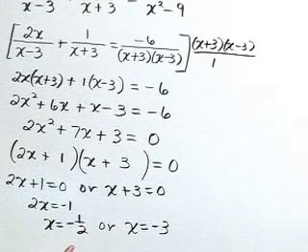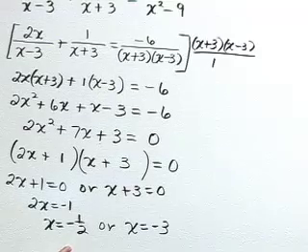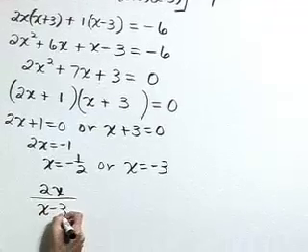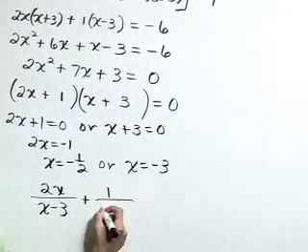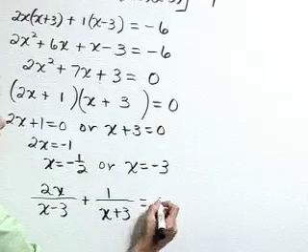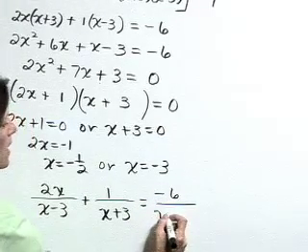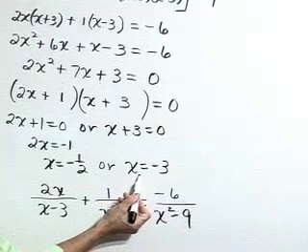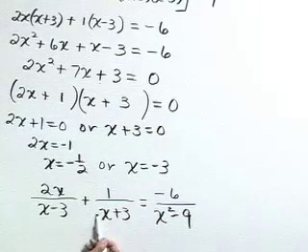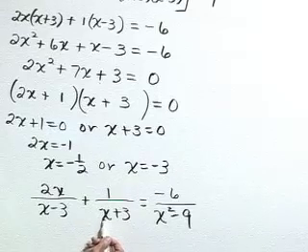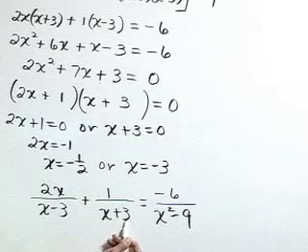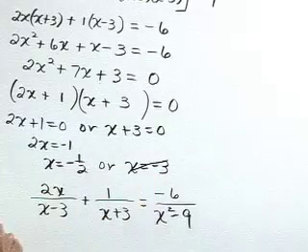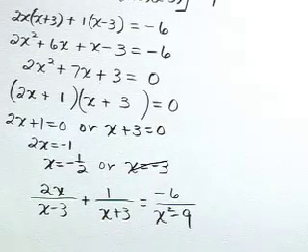Now, one thing we have to be careful of is making sure that our proposed solutions do not cause a 0 in any denominator of the original equation. Let me just rewrite it down here: 2x over x minus 3 plus 1 over x plus 3 is equal to negative 6 over x squared minus 9. Now let's notice that this proposed solution of negative 3 is going to cause a problem right here. If we substitute negative 3 in for x, we'll have negative 3 plus 3, which gives a 0 denominator. So we must exclude or reject it as a possible solution.